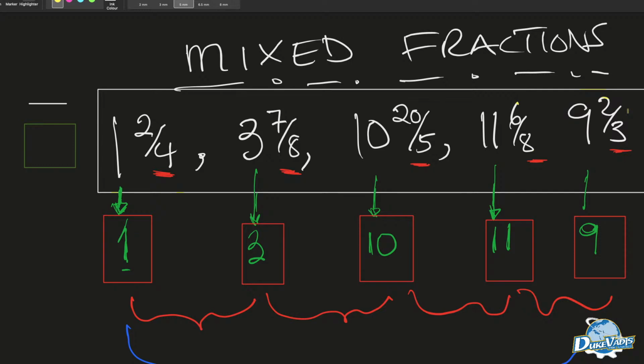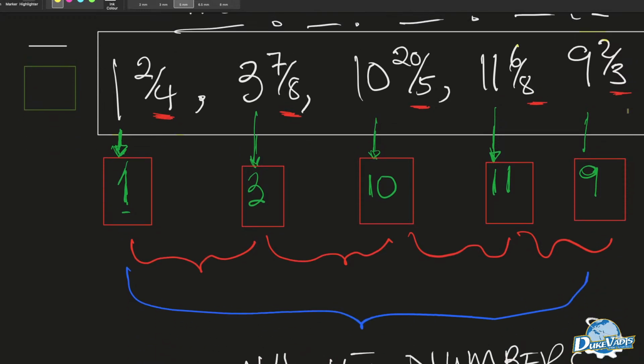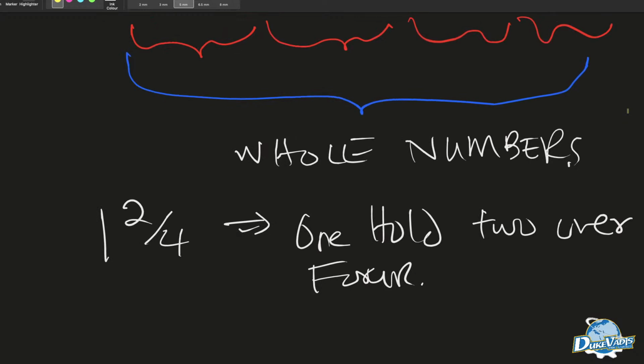Now, friends, when we observe what we have on the screen, we see that we have highlighted 1, 3, 10, 11, and 9. Why did we do that? Because we want to distinguish the fact that 1, 3, 10, 11, and 9 are whole numbers. You see, so that's why we say they are whole numbers. They come before our fraction. So now we have to be able to see how we can identify between the two.